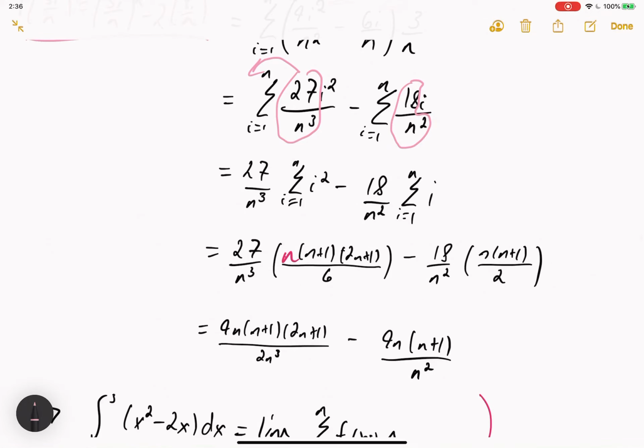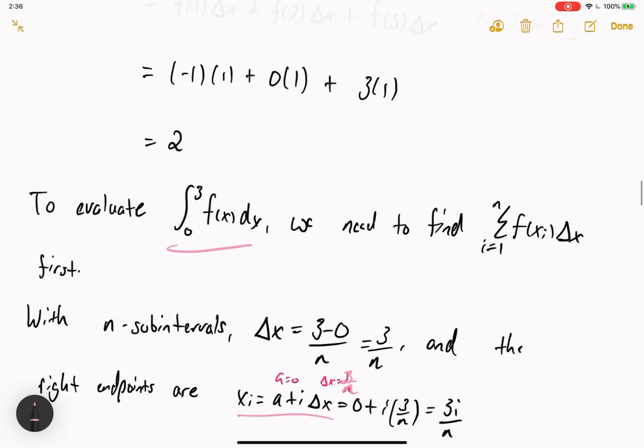27 divided by n cubed times the sum from i equals 1 to n of i squared. And then, minus 18 divided by n squared times the sum from i equals 1 to n of i. But what are these again? Let's go up real quick. Okay, so let me just clarify.